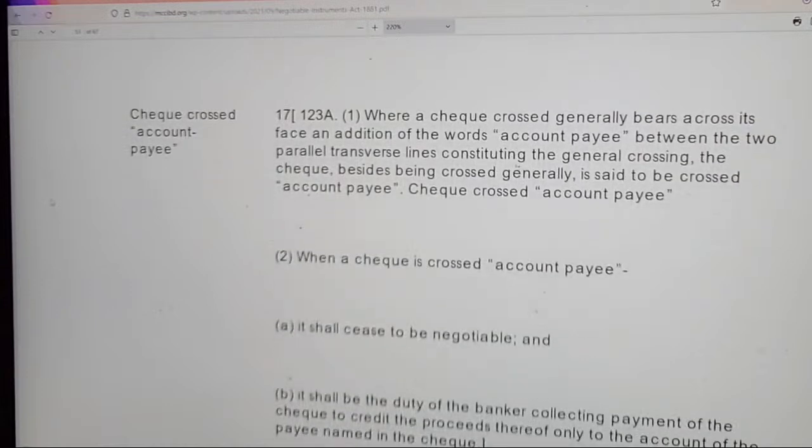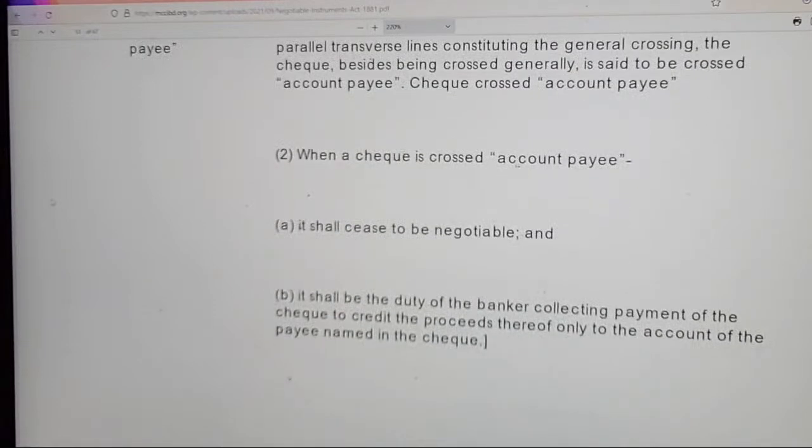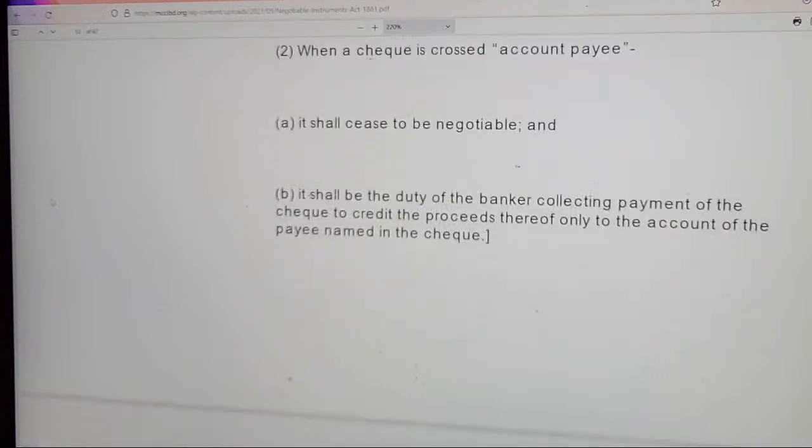Check crossed account payee. 123. Where a check crossed generally bears across its face an addition of the words "account payee" between the two parallel transverse lines constituting the general crossing, the check, besides being crossed generally, is said to be crossed account payee. 2. When a check is crossed account payee, A, it shall cease to be negotiable, and B, it shall be the duty of the banker collecting the payment of the check to credit the proceeds thereof only to the account of the payee named in the check.